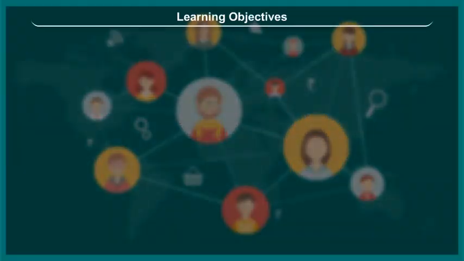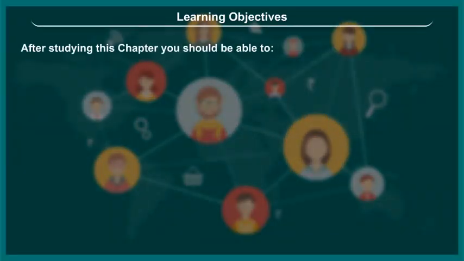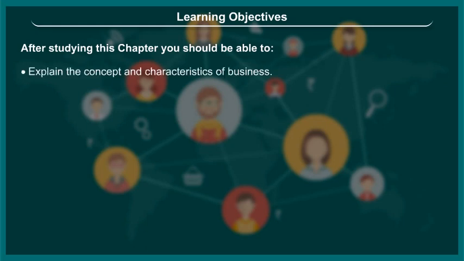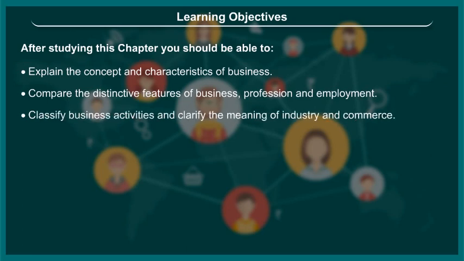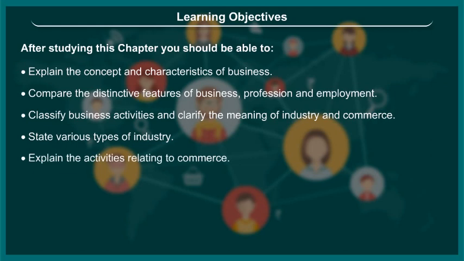Learning objectives. After studying this chapter, you should be able to explain the concept and characteristics of business. Compare the distinctive features of business, profession, and employment. Classify business activities and clarify the meaning of industry and commerce. State various types of industry. Explain the activities relating to commerce.